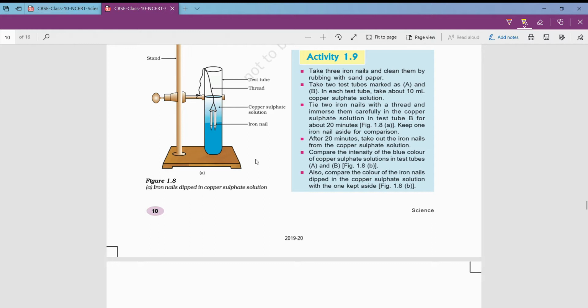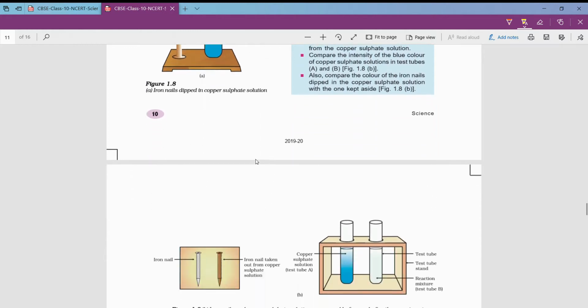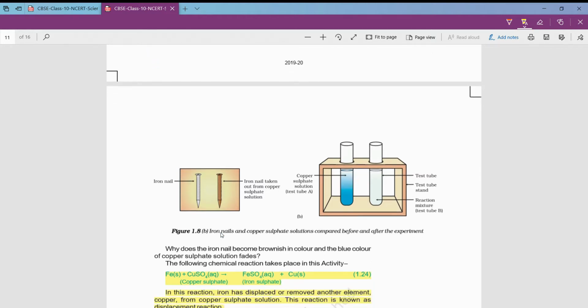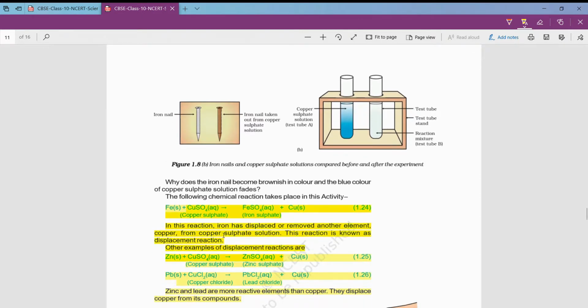Now, after 20 minutes, remove the nails from the solution. Now, compare the nail which is a fresh iron nail, that is, not immersed in the copper sulfate, with the nail that is immersed in copper sulfate for 20 minutes. You will see that there is a color difference in the iron nail as well as copper sulfate solution.